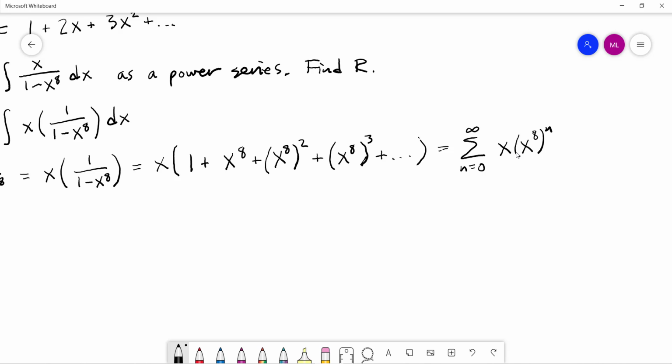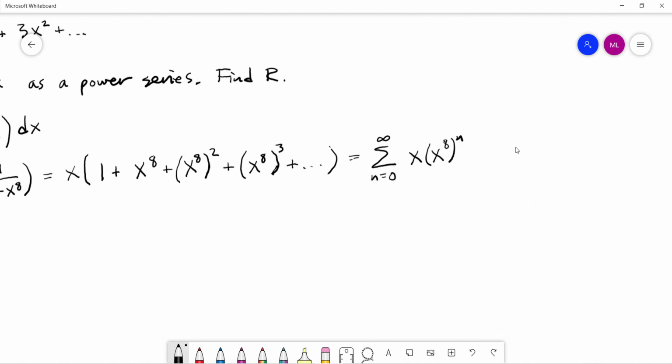Okay, so again, that x can be distributed in, or it can be pulled out, because this x has absolutely no bearing on n whatsoever. This sum has to do with n. As far as n is concerned, this x is a constant. I can pull it outside. So we can either leave it in or pull it outside.